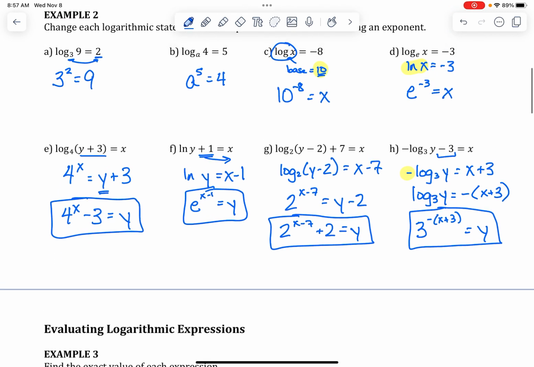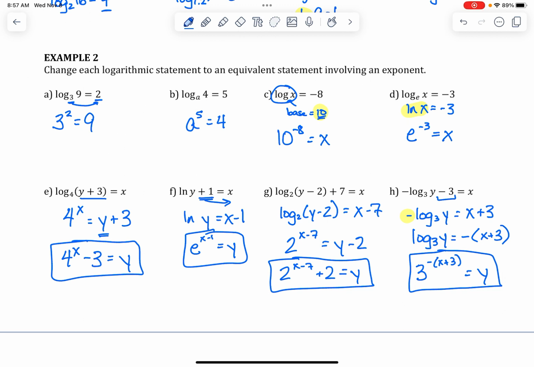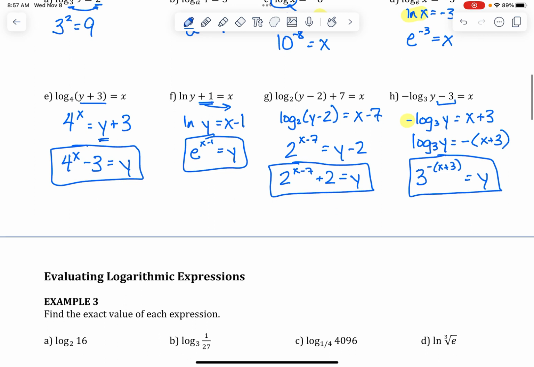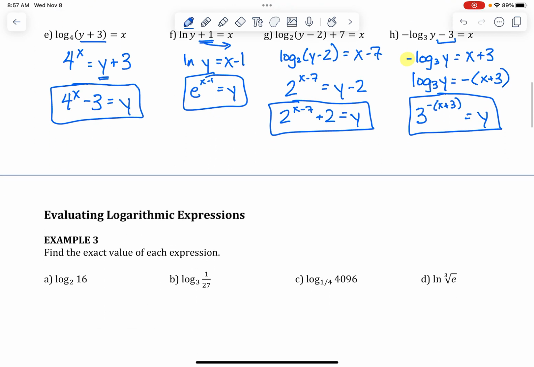All right, so those are the ideas of just rewriting things. We haven't really solved too much. We haven't solved an equation yet. We've just used the process of rewriting these exponential functions and logarithmic functions just to get used to the idea. So we'll see how that applies when we actually evaluate them and get numbers, okay?